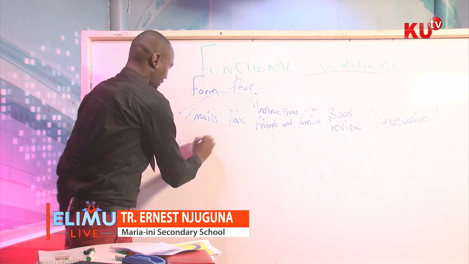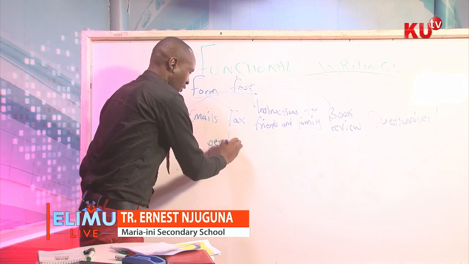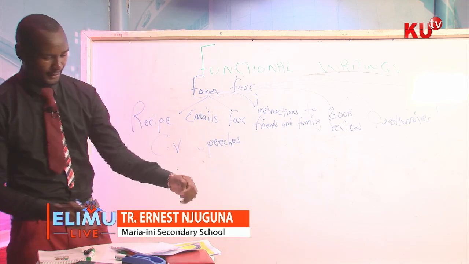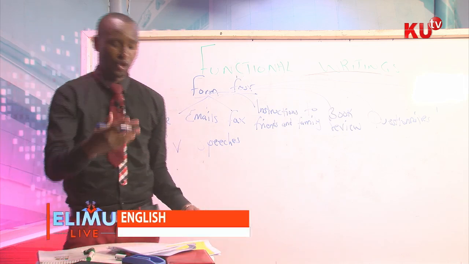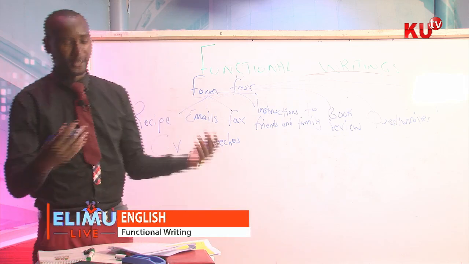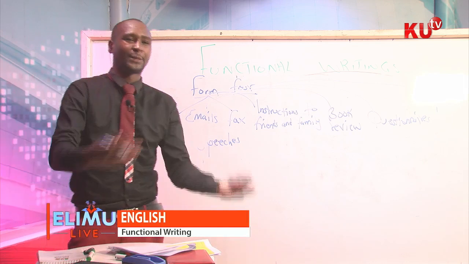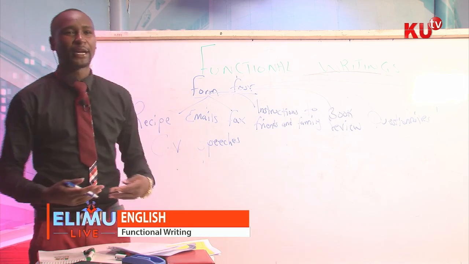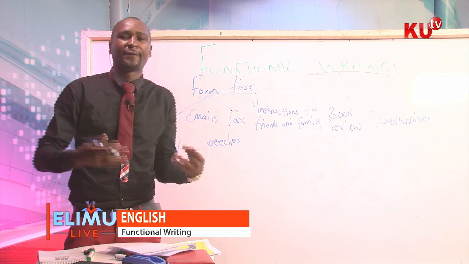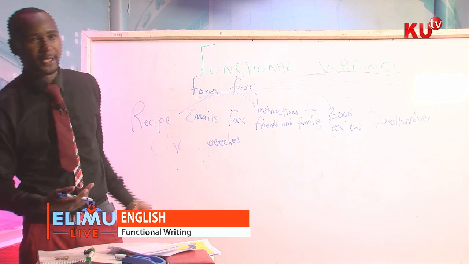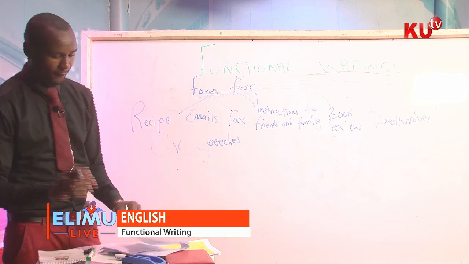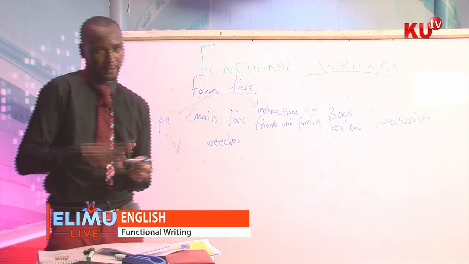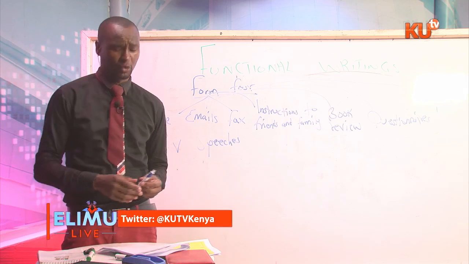And finally, the speeches. One day, wonderful learners, you will be the MCA in your area, you will be the woman rep, you will be the governor, and you will need to make a speech. Also, when you have friends and family, you have an occasion and they ask you to make a speech. So we cover that in Form 4. So generally what I have done is just to illustrate. Those are the functional writings.